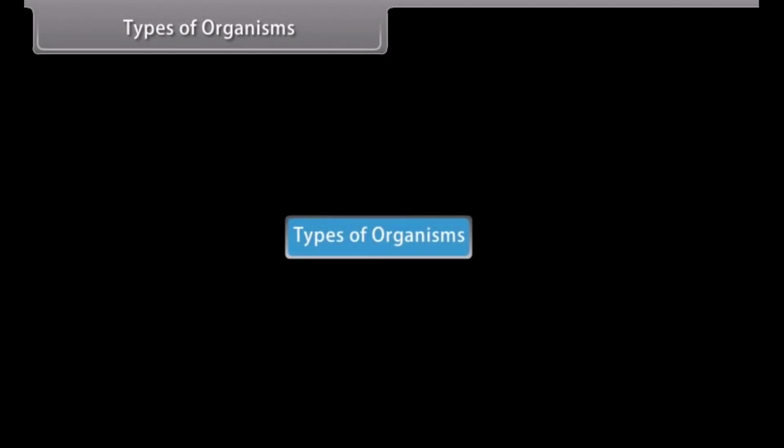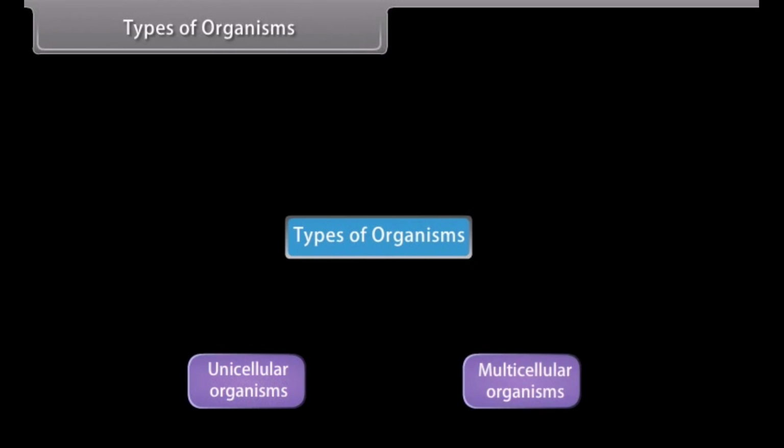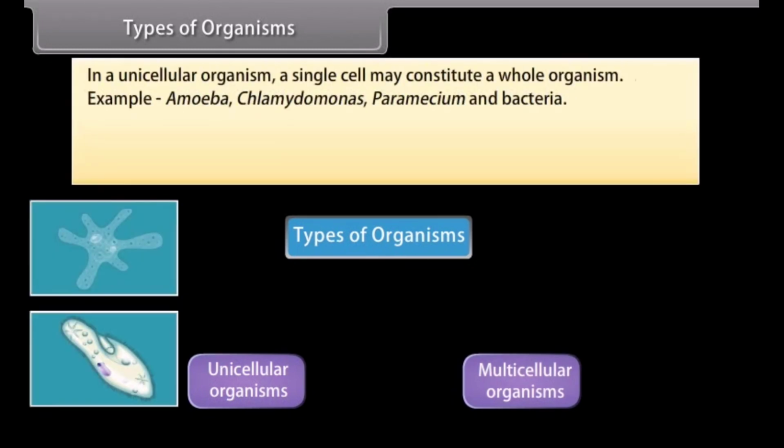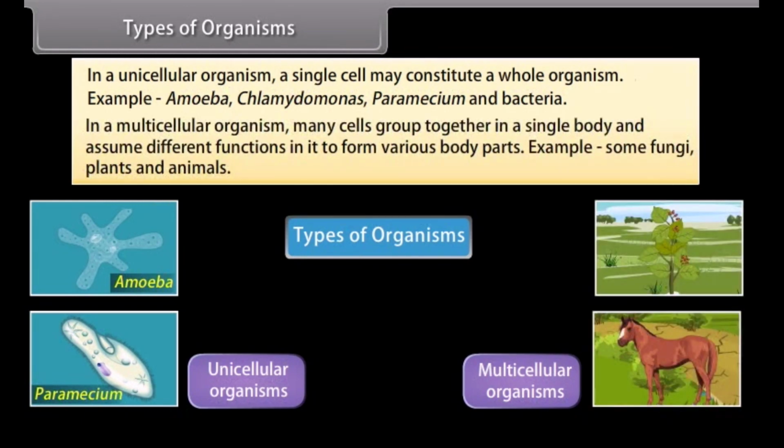Types of organisms. Unicellular organisms, multicellular organisms. In unicellular organisms, a single cell may constitute a whole organism. Example, amoeba, Chlamydomonas, Paramecium, and bacteria. In multicellular organism, many cells group together in a single body and assume different functions in it to form various body parts. Example, some fungi, plants, and animals.